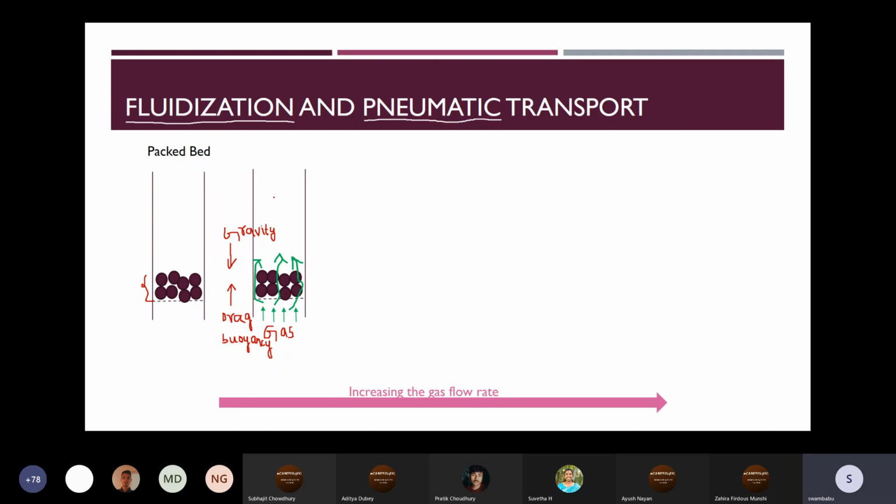In this case also the solids remain stationary. What type of bed is this called? Can anyone guess? It seems no one is responding. So this is also called a packed bed, because the solids are stationary.